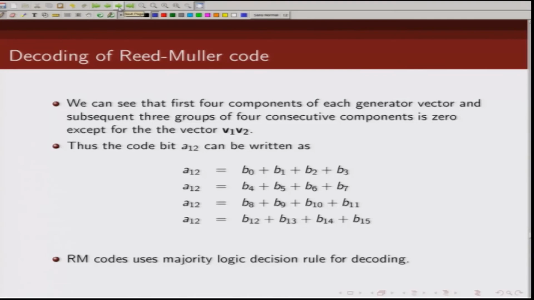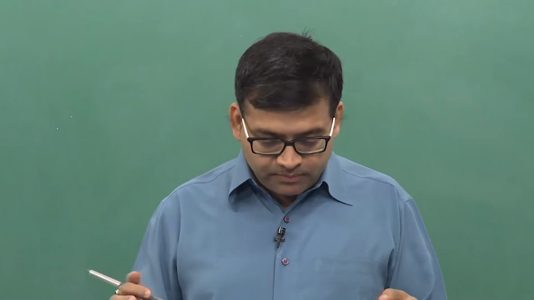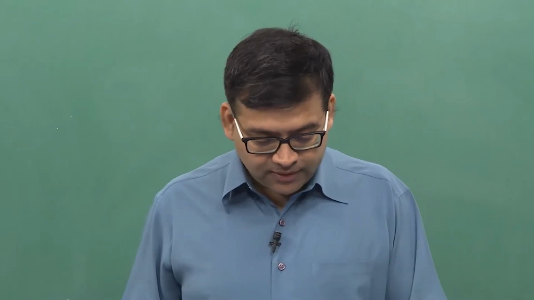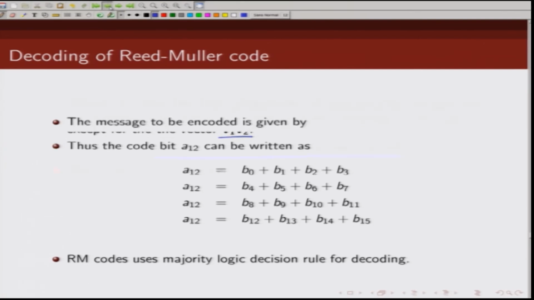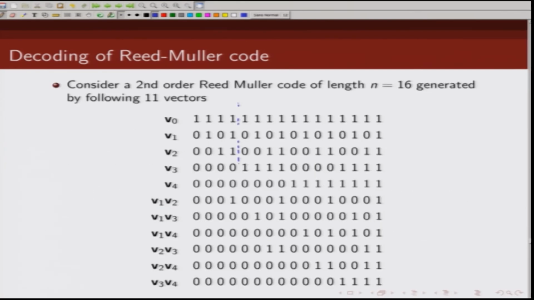Now, we will spend some time looking at the generator matrix and we will use some observations from the generator matrix to decode our code. So, what are these observations? First thing we will see: if we look at the first 4 components of each generator vector and the subsequent 3 groups of 4 consecutive components, they are 0 except for vector V1, V2. What do I mean by that? So, let us look at this group of 4.